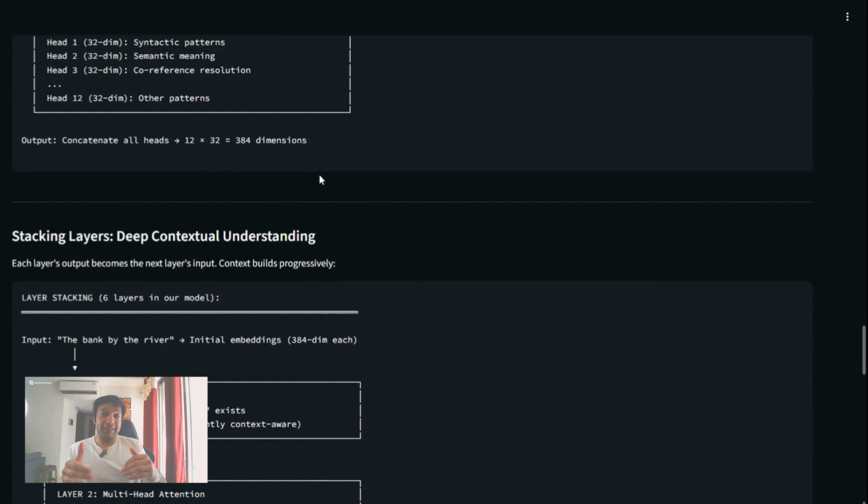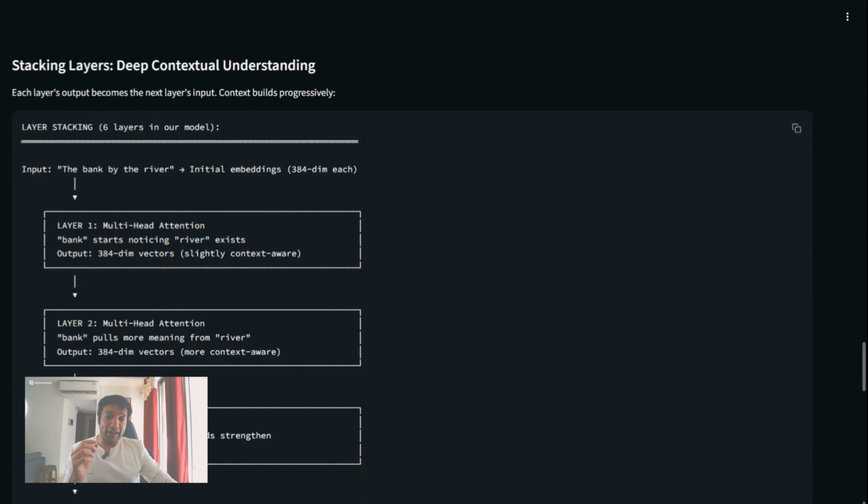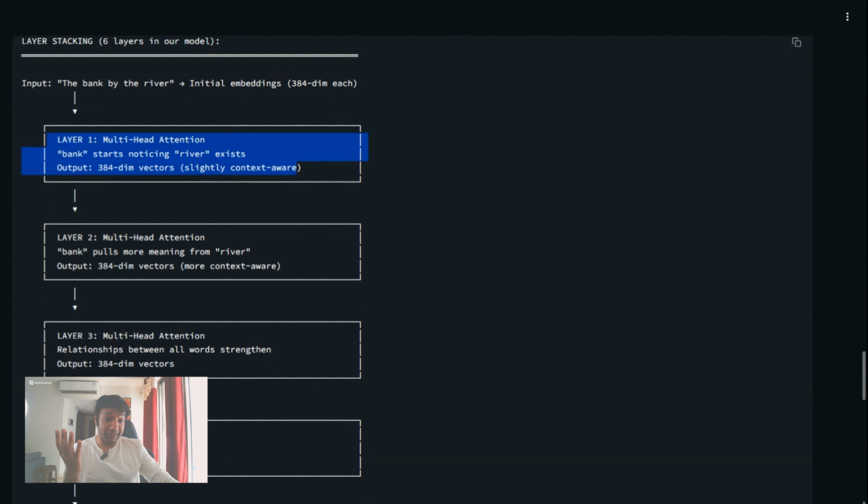Now, this particular multi-head process is going to happen over multiple neural layers. Now, this is where it gets a little bit complicated. A neural layer is a machine learning algorithm in which you can take the output of a layer and feed forward it to the next layer so that it can do the same process but understand a little bit more. So let's just say your multi-head layer 1 established bank starts noticing that river exists.